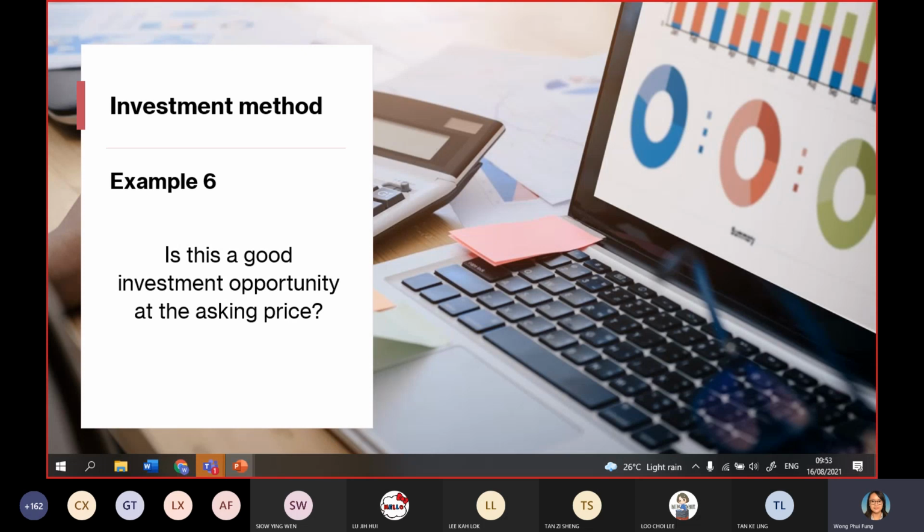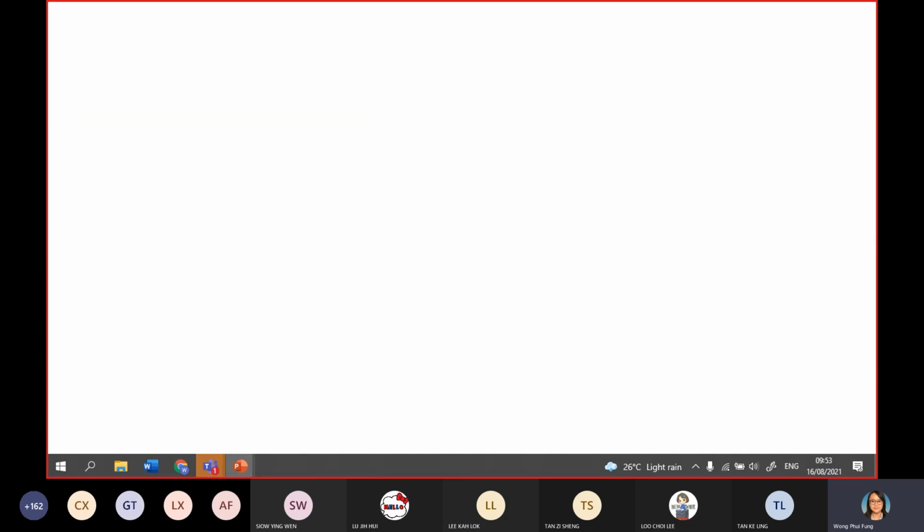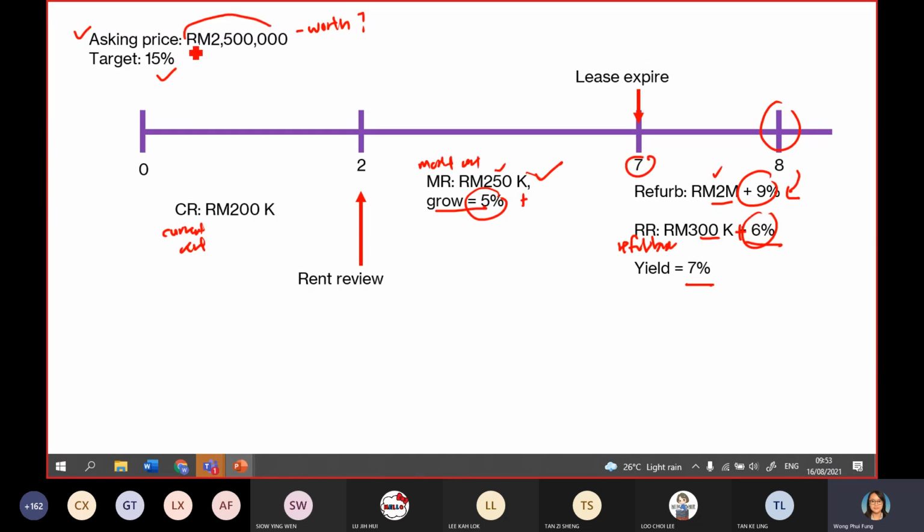The client asks you, Mr. QS, Miss QS, is this a good investment opportunity at the asking price? Which means that your client wants to know, is this worth it or not? Overpriced or underpriced? So your client actually wants to know whether this investment opportunity is good or not, worth it or not.